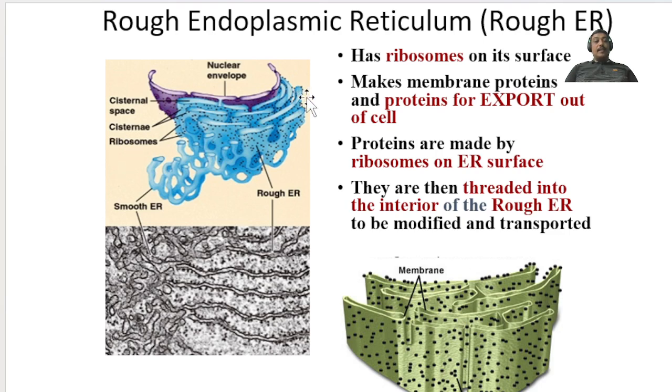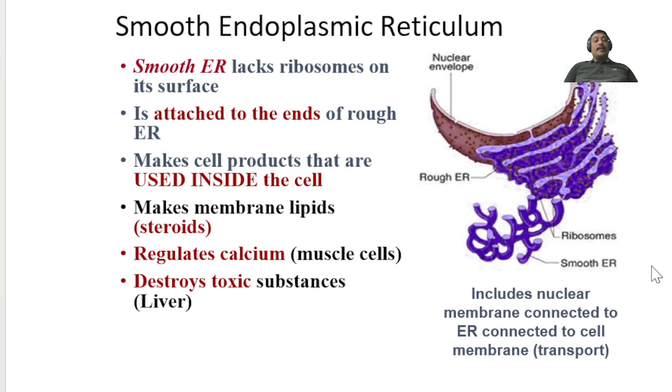So this is how a rough endoplasmic reticulum will look, and this is an electron microscope picture to make you understand how an endoplasmic reticulum will look. As you can see, the small black dots are all ribosomes. So what will the rough endoplasmic reticulum do? It makes membrane protein, and the protein produced by the rough endoplasmic reticulum is exported out of cells. So we call that rough endoplasmic reticulum.